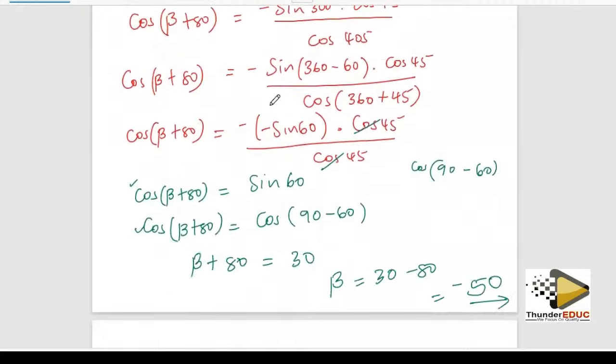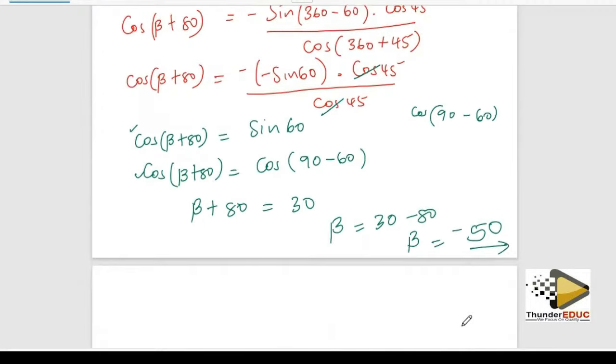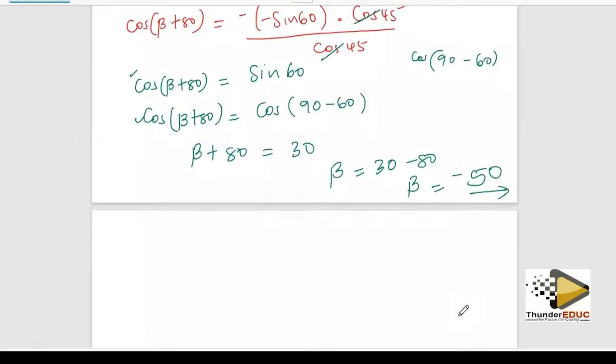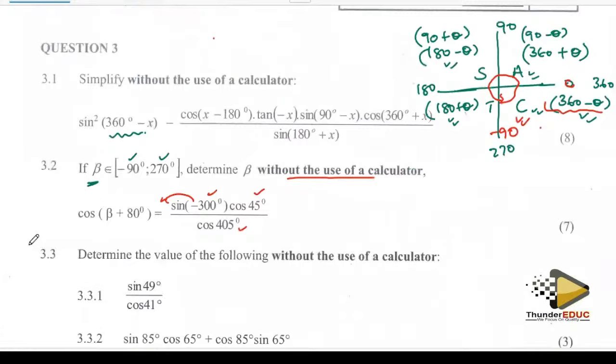7 marks. I don't know, but I feel like I've done what is enough for 7 marks, because we expanded this, we reduced it, then we introduced the co-ratios, and yeah. Guys, if there's any other approach or any other value of beta, please advise me. I'm moving on to 3.3.